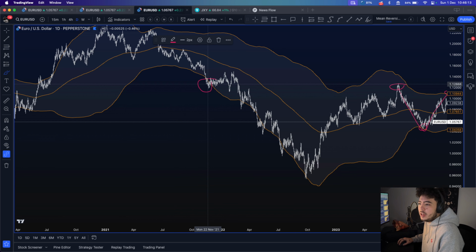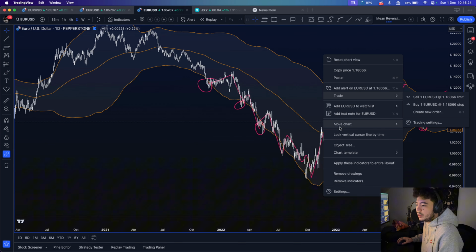So we touch the bottom, we consolidate or have a slight rise, we touch the bottom, consolidate or have a slight rise, touch the bottom, same again. And then eventually, obviously, when data changes, we have the recovery.